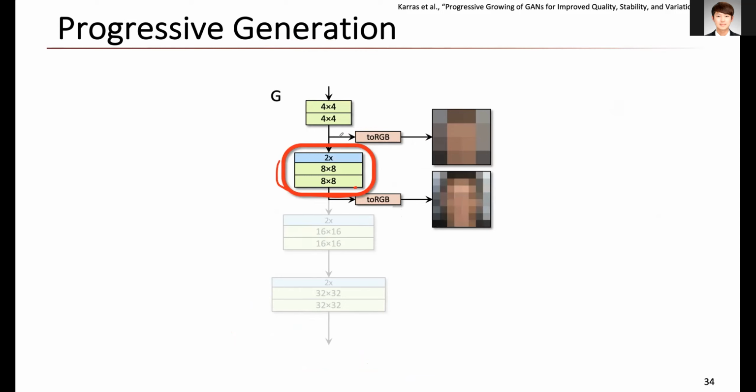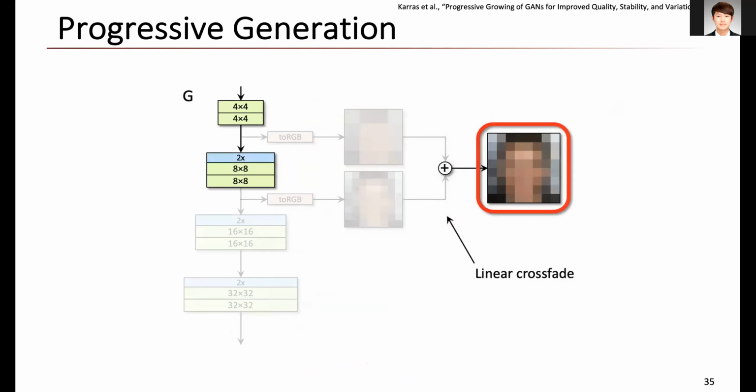So after the first training, in the second training, we additionally add an 8 by 8 network to generate 8 by 8 images. And one more technique is the linear crossfade between the 4 by 4 images and the 8 by 8 images, right? Because at the beginning, the 8 by 8 images are going to be noise, but the 4 by 4 images are good enough. And as the iterations evolve, we can increase the ratio of the 8 by 8 images to generate high quality images. So this is a linear crossfade.